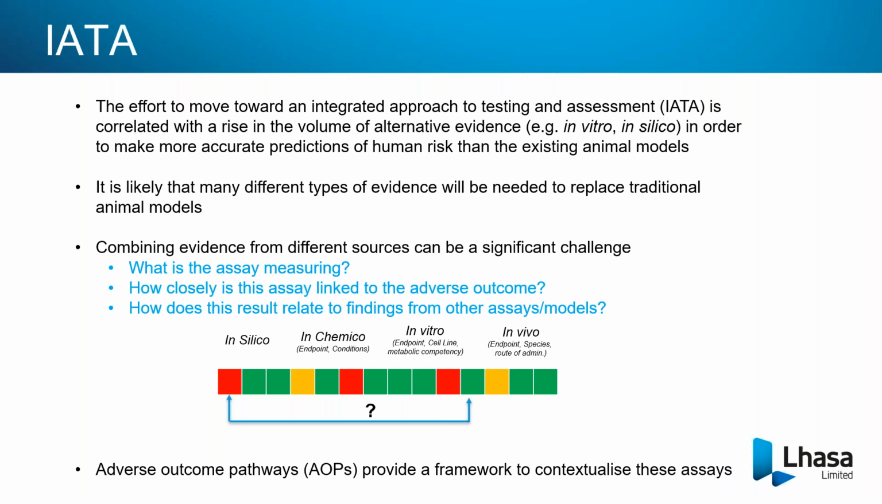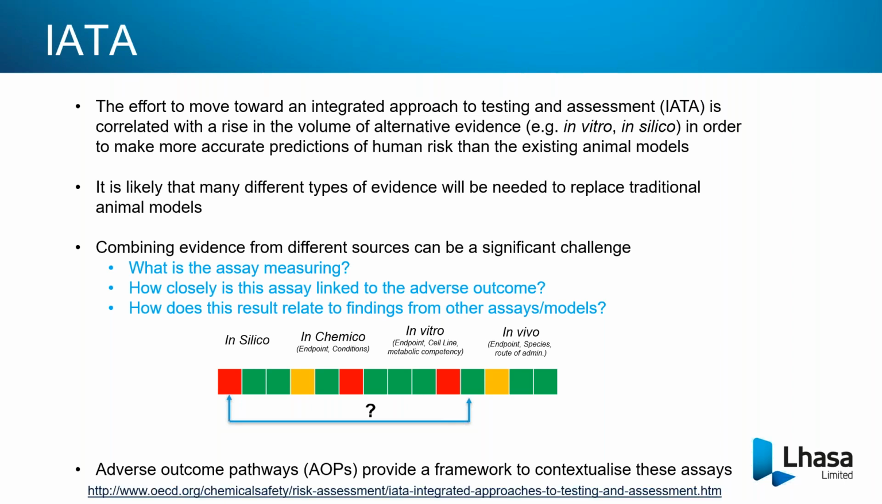Recently, the OECD have published a guidance document which outlines the fact that alternative methods to toxicity testing are emerging, and we need to be using the evidence coming from these assays in an IATA sort of fashion. So they propose adverse outcome pathways as being the perfect framework for catching and reasoning between both models and data in a meaningful way.